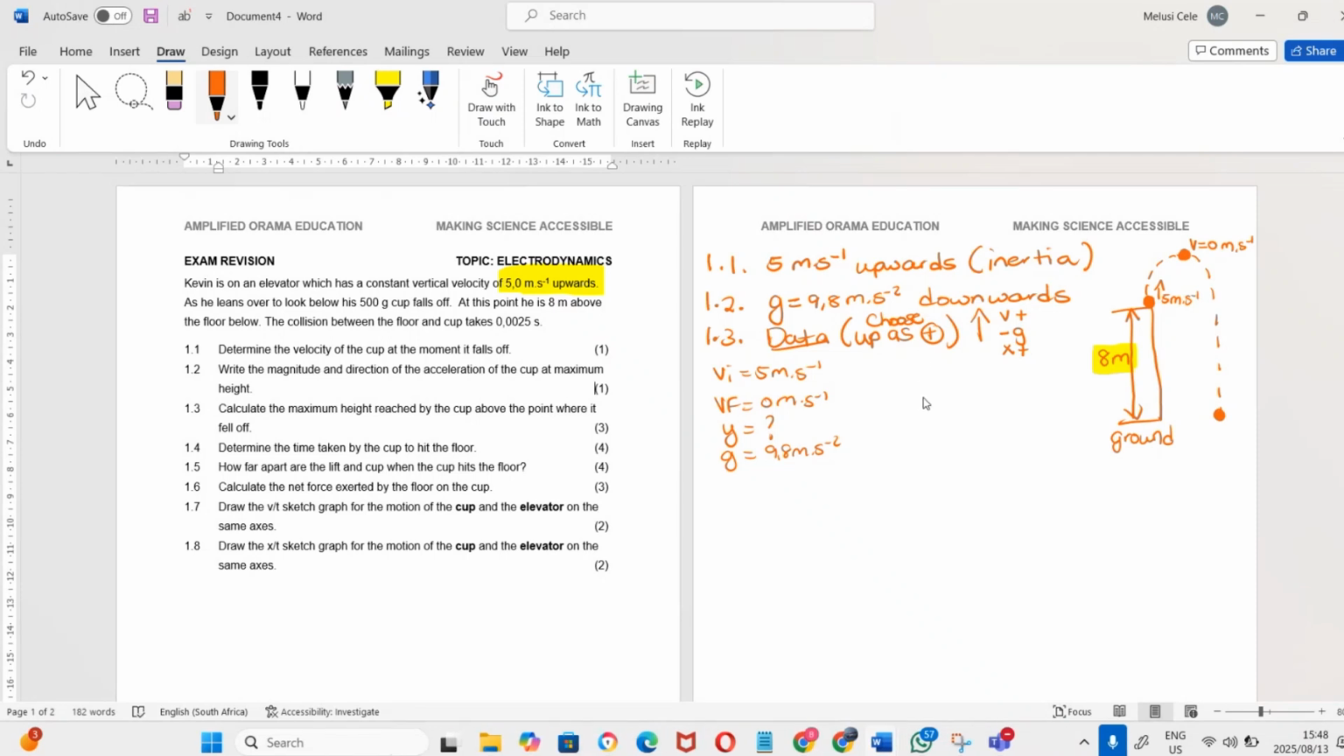Very, very important. So with that being said, I'm going to use the formula Vf squared equals Vi squared plus 2gy. And at maximum height, the velocity is 0. So that would be 0 squared equals 5 squared plus 2 times negative 9.8 times y. So I'm just going to put that in the calculator. That will be, all right, divided by that.